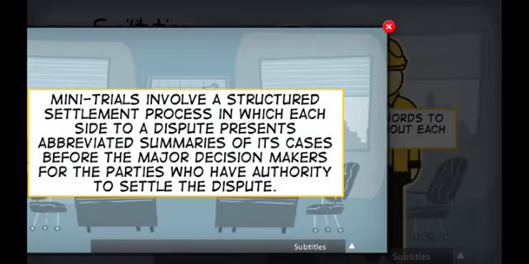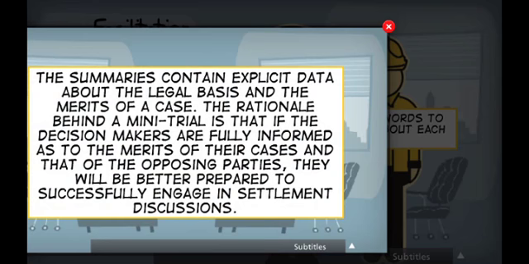Mini-trials. Mini-trials involve a structured settlement process in which each side to a dispute presents abbreviated summaries of its case before the major decision-makers for the parties who have authority to settle the dispute. The summaries contain explicit data about the legal basis and merits of a case. The rationale behind a mini-trial is that if the decision-makers are fully informed as to the merits of their cases and that of the opposing parties, they will be better prepared to successfully engage in settlement discussions.